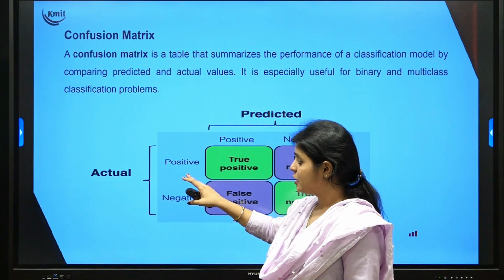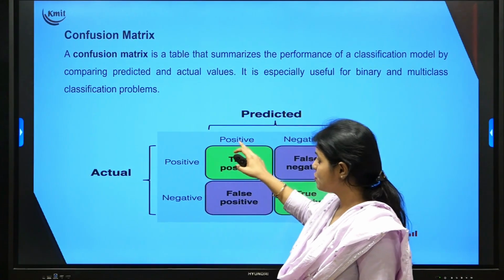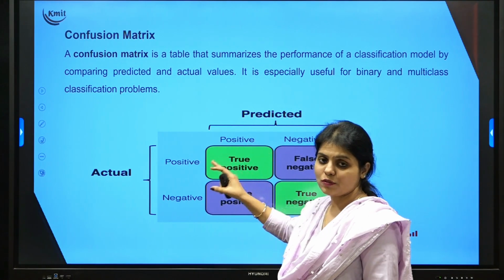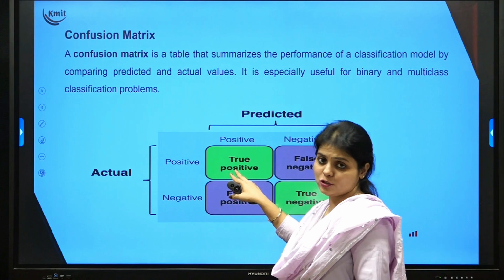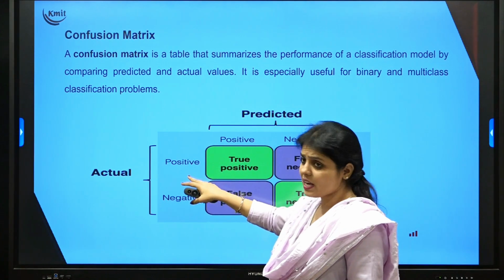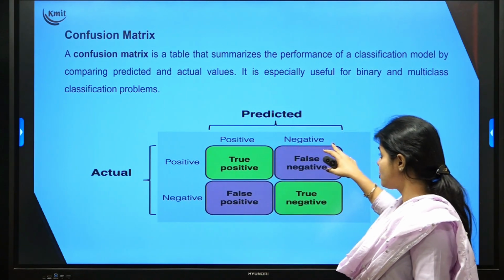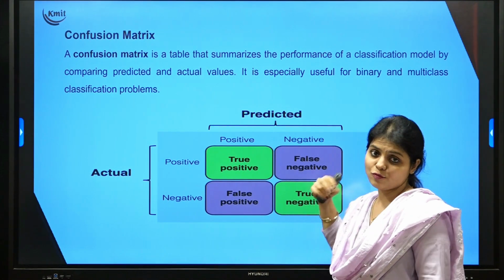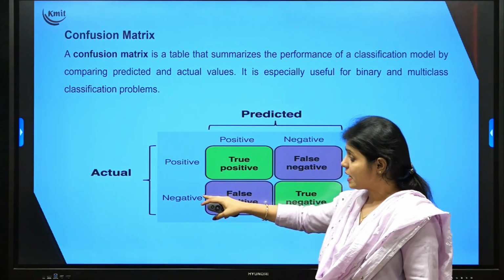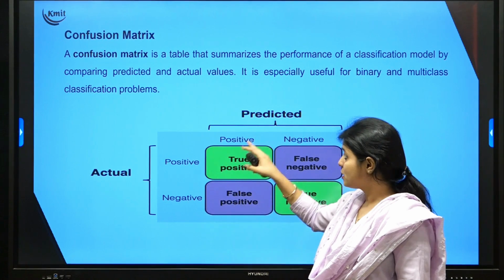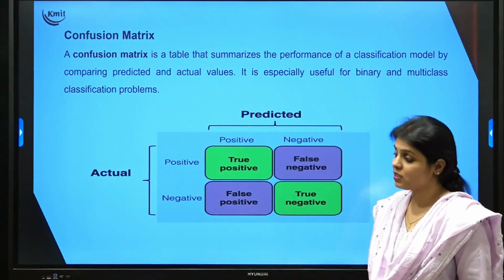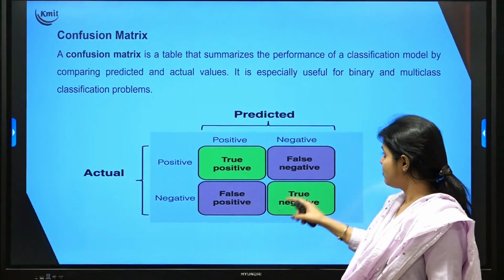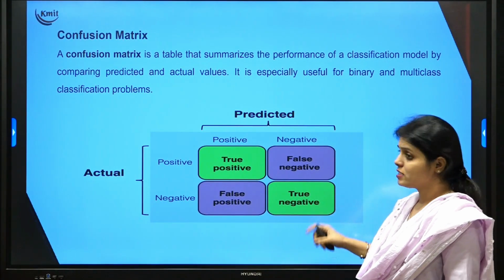What is this condition called when the actual value is positive and the prediction is also positive? That case is called true positive. When the actual is positive but the prediction is negative, it is called false negative. When the actual value is negative but the prediction made is positive, it is called falsely predicted as positive. When the actual value is negative and the prediction is negative, it is called true negative.